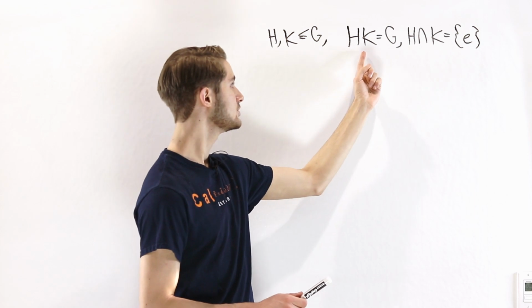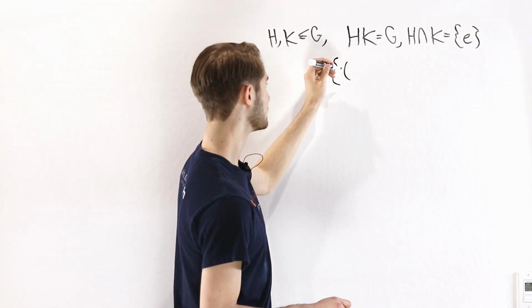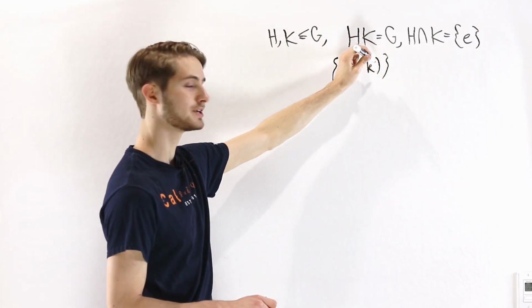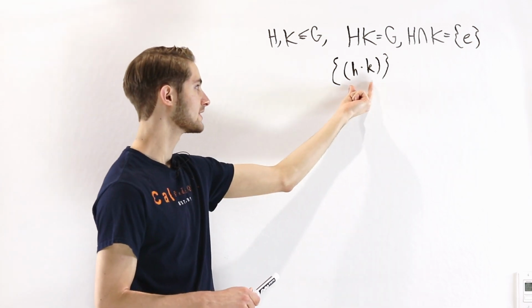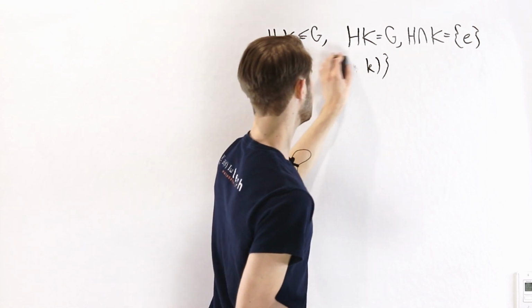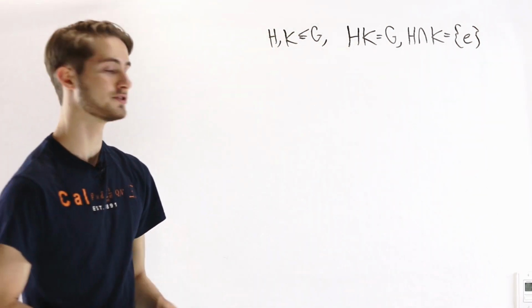Now when we say HK, what we're referring to is the set of all elements of the form H times K, where H is in the first subgroup and K is in the second subgroup. So if the set of products like this gives us the group and the two subgroups only intersect at the identity, then we say that they are complements.